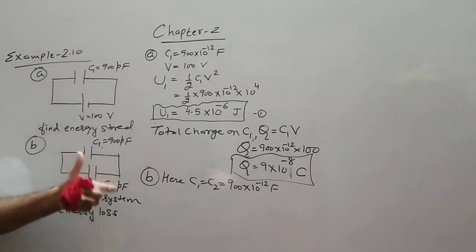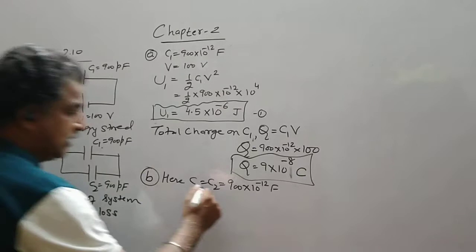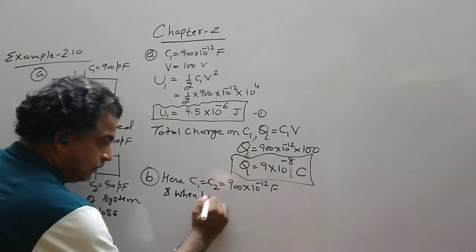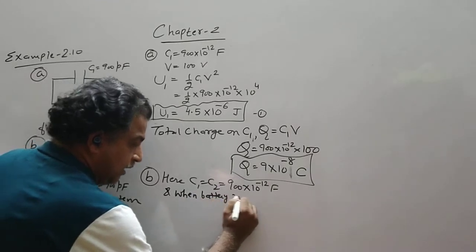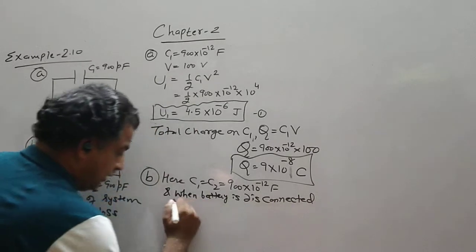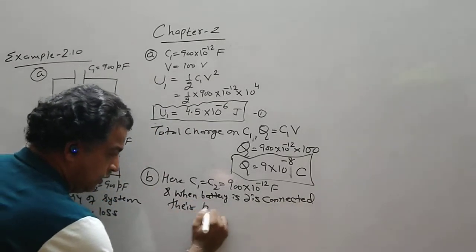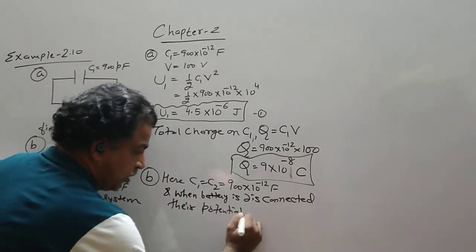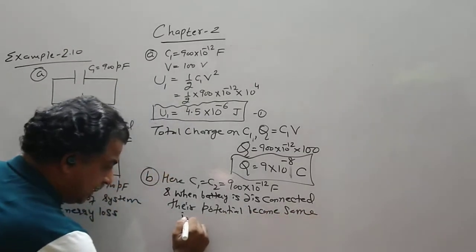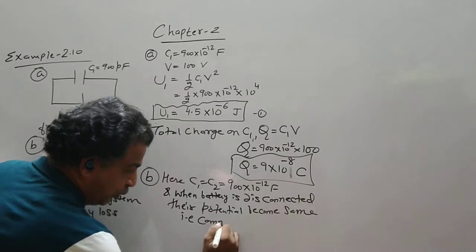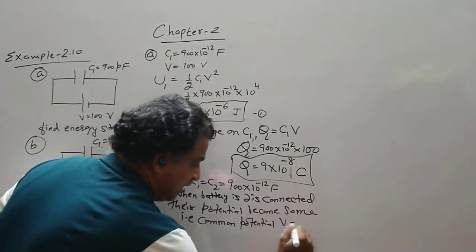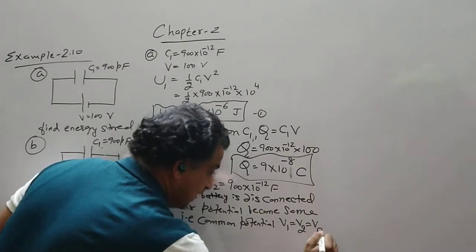So we are using that concept first. So here C1, C2 is equal to this, and when the battery is disconnected, their potential becomes the same. That is common potential. That is V1 is equal to V2 is equal to Vc.